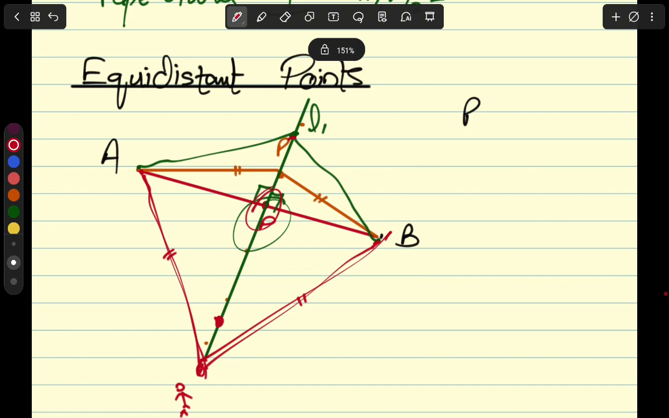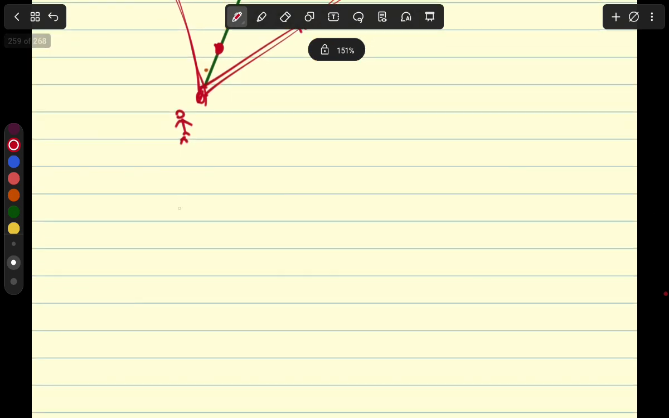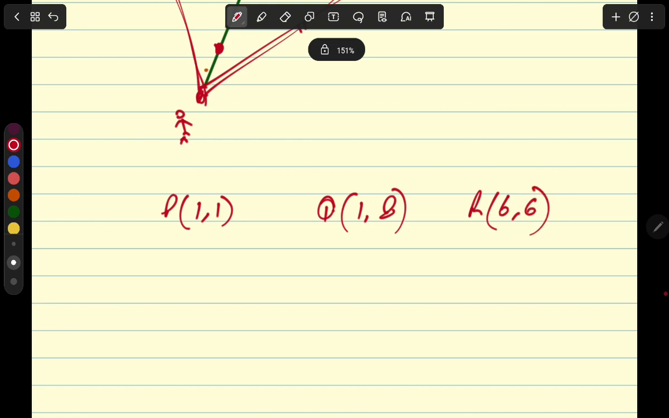Okay, now let's say I tell you that there are 3 points, P, which is (1, 1), Q, that is (1, 8), and R, that is (6, 6). Now these are the given points. Now I want you to find the equation of the perpendicular bisector of PQ. That's very easy. So what is the perpendicular bisector of PQ?